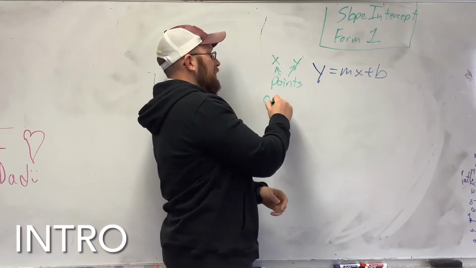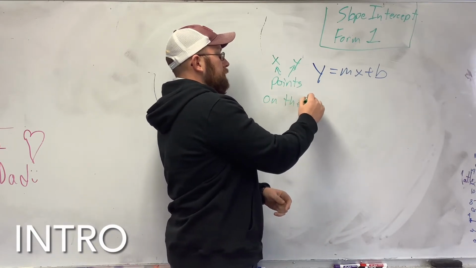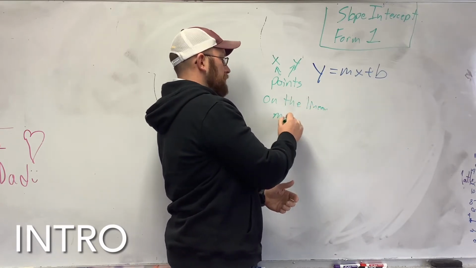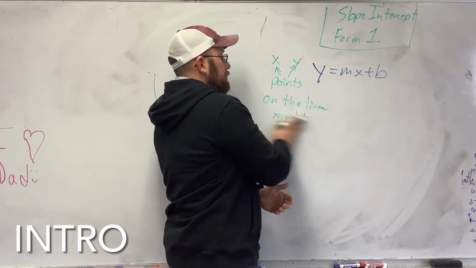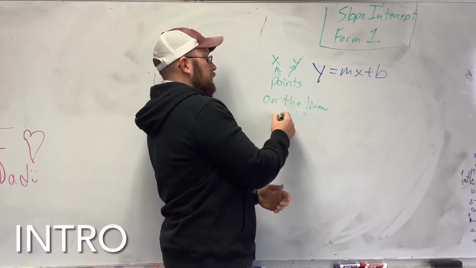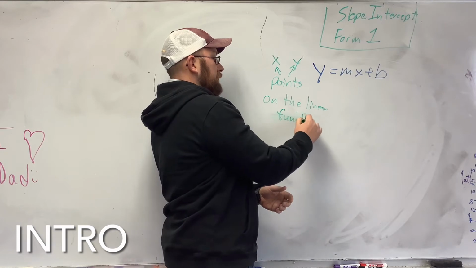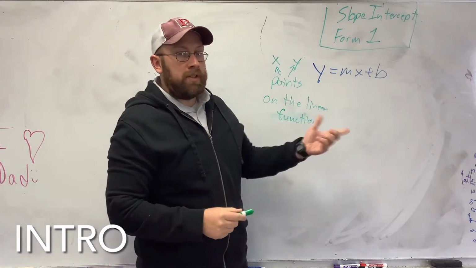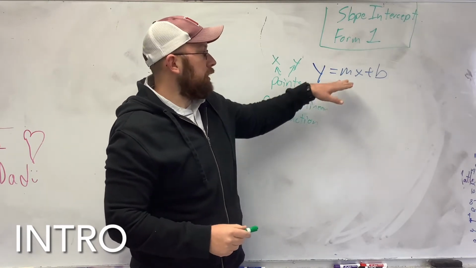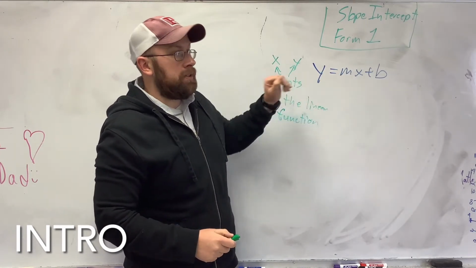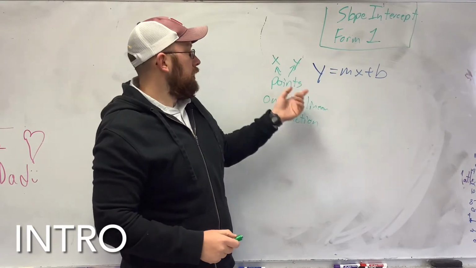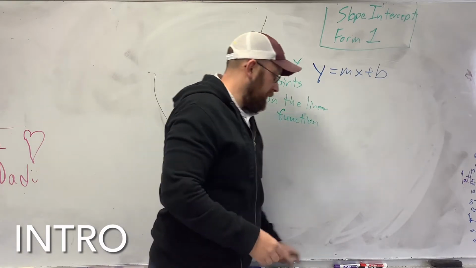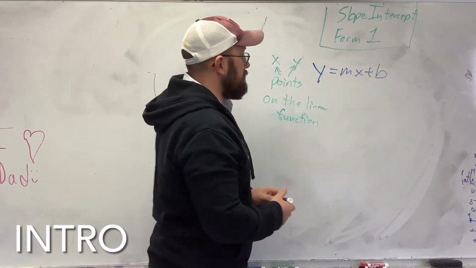So points on the linear function, or the linear model that you have here, whatever you want to call it. I'm going to call it a function, because I like that word better. If you look on a graph, there's an x and y point. Whenever you graph in slope-intercept form, you get a straight line. So x and y are those points. Any point that you can find on that line is x and y.